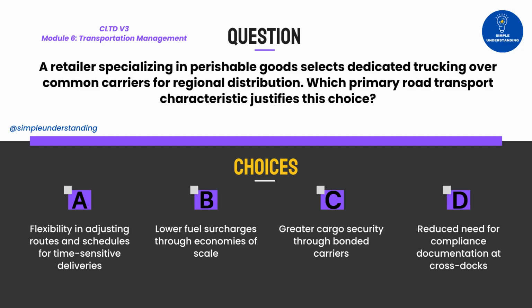Question 2. A retailer specializing in perishable goods selects dedicated trucking over common carriers for regional distribution. Which primary road transport characteristic justifies this choice?